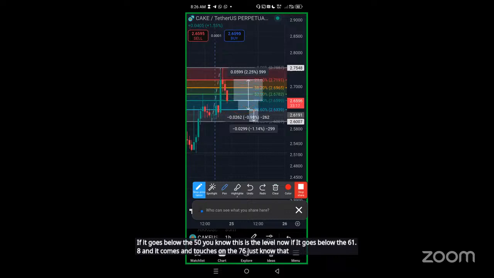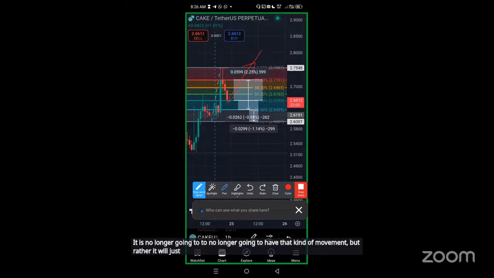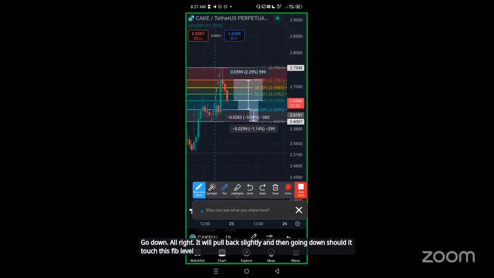Now, if it goes below the 61.8 and it comes and touches on the 76, just know that this trend is no longer a pullback. It is no longer going to have that kind of movement, but rather it will just pull back slightly, okay, and then go down. All right, it will pull back slightly and then go down should it touch this fib level. But as long as it is still at the 61.8 area, between 61.8 and 78, have some level of confidence that the trend is going to go up.